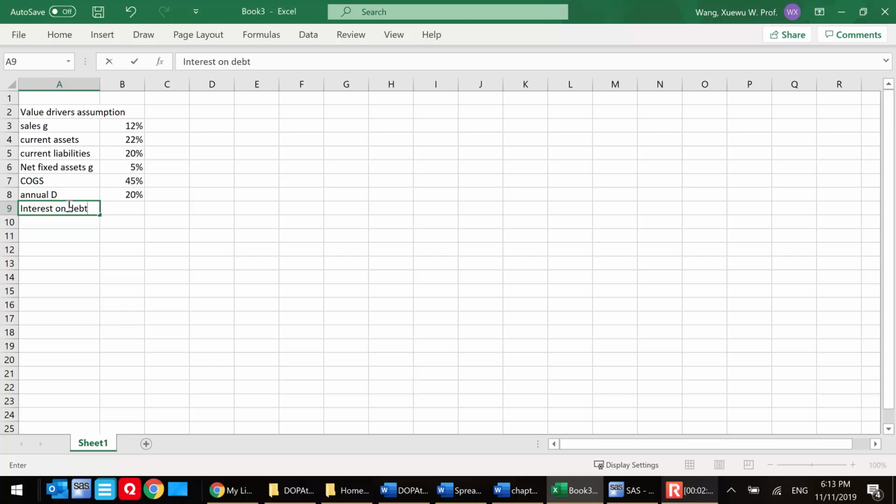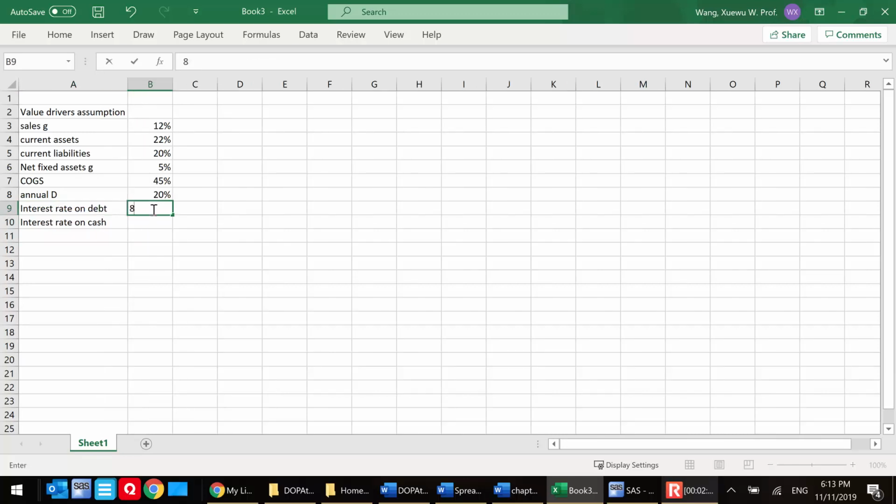Right, so interest on debt, all right, and then interest on cash. Well, actually, not interest, but interest rate. All right, so I should be a little more rigorous. Interest rate on debt, interest rate on cash. So the interest rate on debt is 8%. The interest rate on cash is 4%. All right, and you have tax rate here. So this is actually 36%. And you also have the dividend payout ratio. Okay, this is actually 25%.